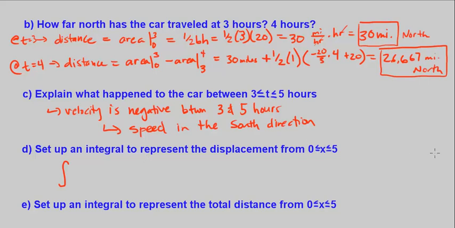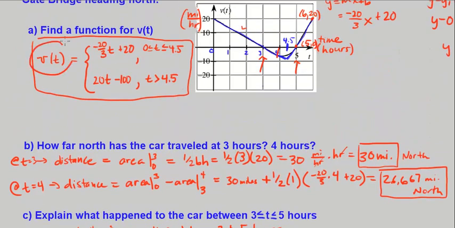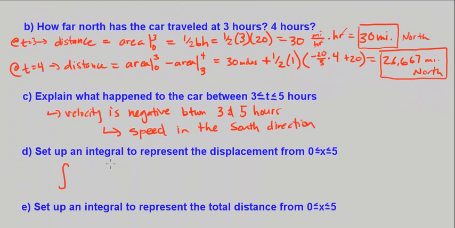So here we want to go ahead and set up the integral. Well, what's our function? Remember, our function is just v of t, right? And so to set up an integral, we're taking the integral with respect to t. So we write the integral of v(t) dt, and we're going from 0 to 5. So then we just put the boundaries 0 to 5 here. Okay? So this part is pretty straightforward.